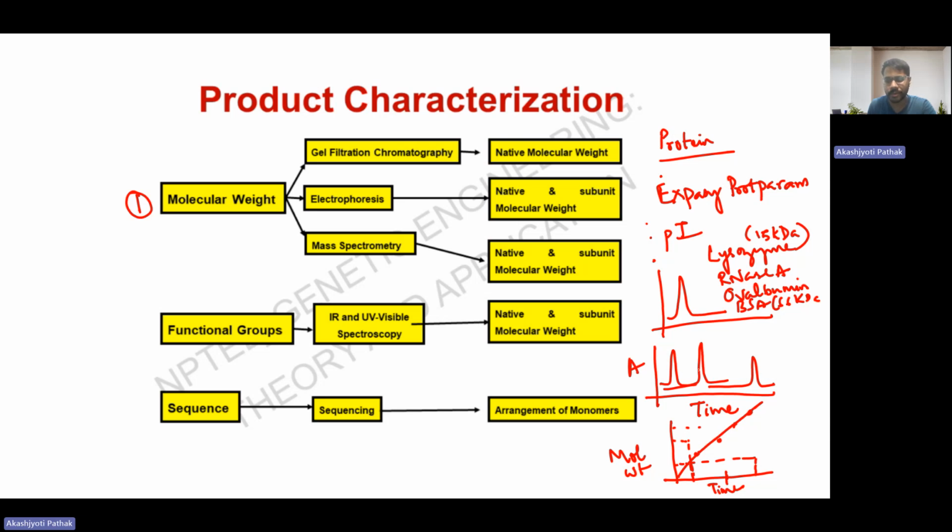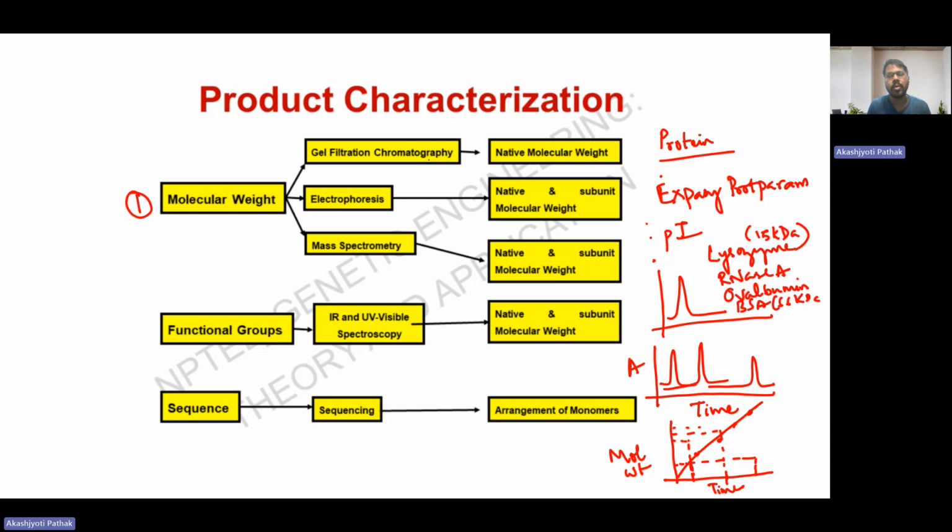Your chromatogram will give you a peak. Now, depending on the time at which your protein is getting eluted, you can know the molecular weight. From this standard curve, you can get the molecular weight of your protein depending on what time your unknown protein or your protein of interest is getting eluted. You can estimate the molecular weight of the protein. So that is how your gel filtration chromatography will give you an idea of the molecular weight of your protein.